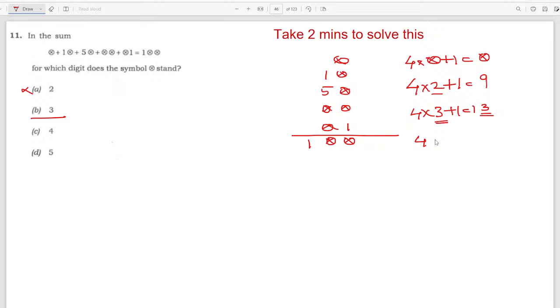Then 4 into 4 plus 1 gives you 4 4s are 16 plus 1, 17. This is 7 and this is 4. So this is wrong. And then 4 into 5 plus 1, 20 plus 1, 21. So unit is 1. This is 5. So these two are different. This is wrong. The correct answer is option B. If there is any doubt, please ask, or else we'll move to the next question.